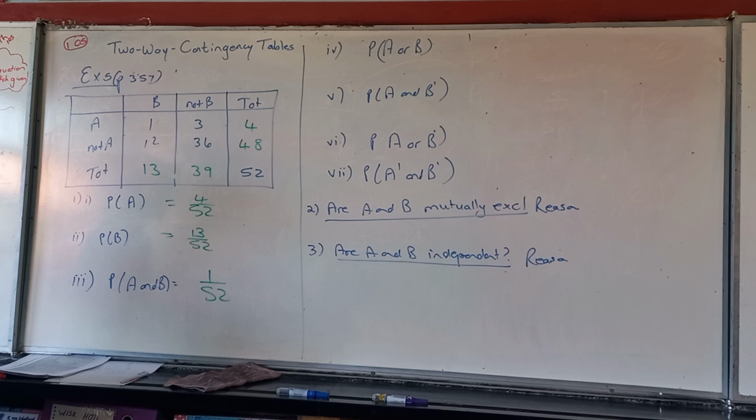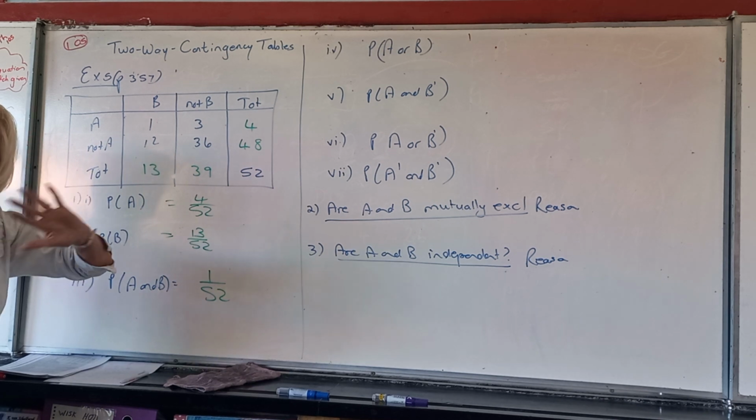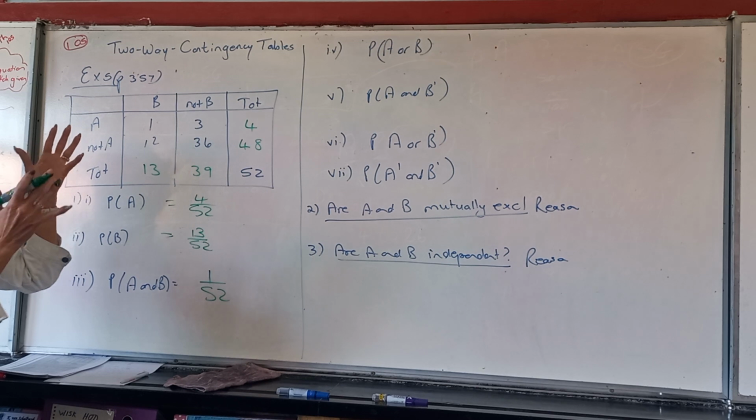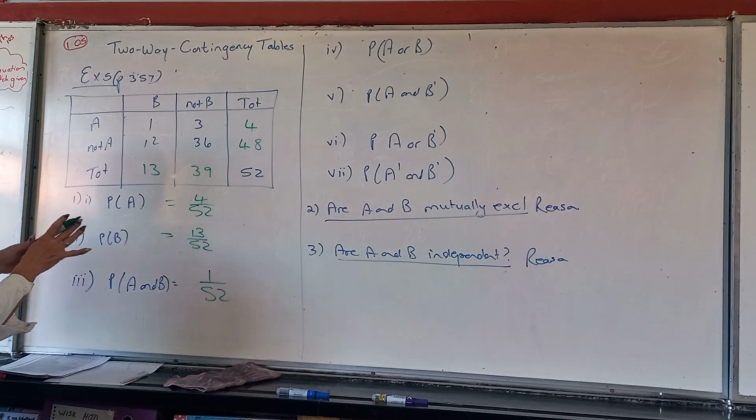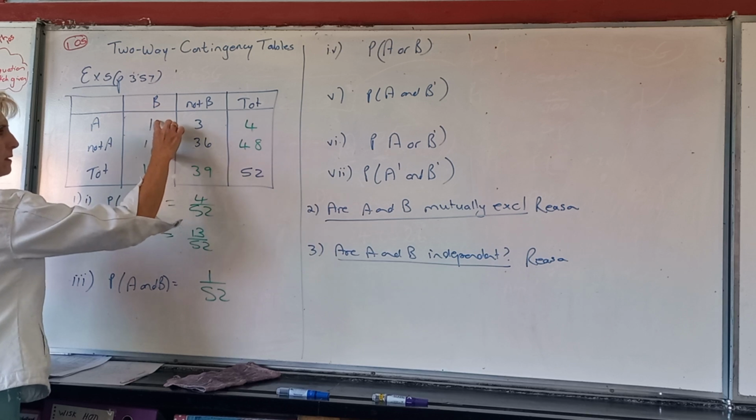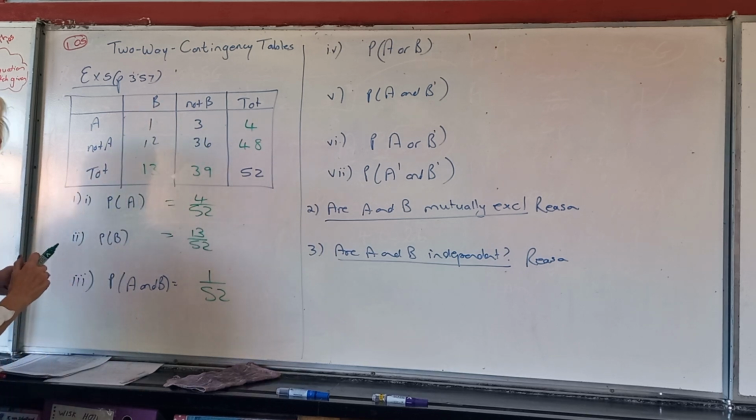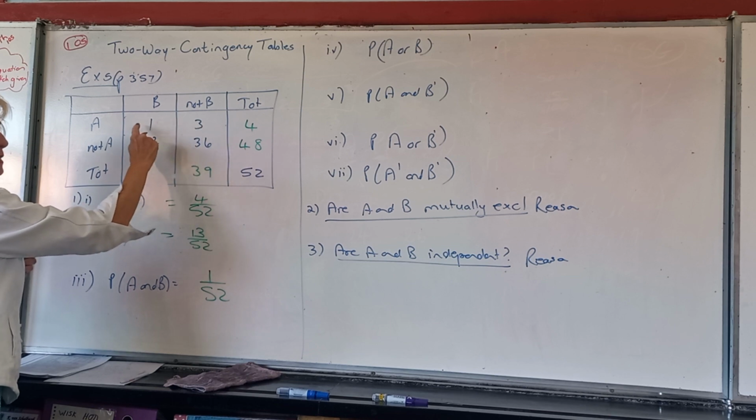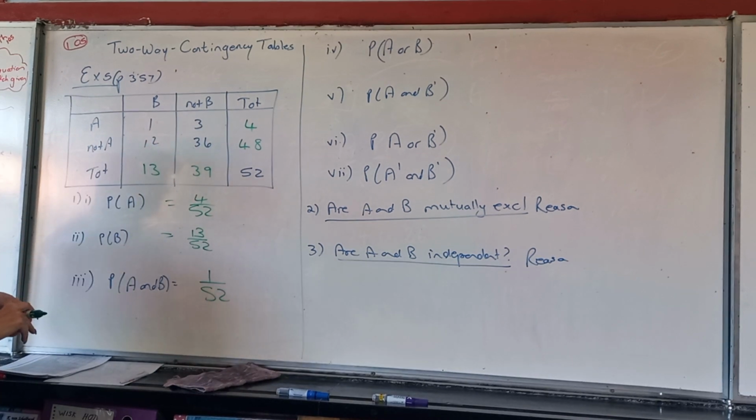Are you with me? So what would be A or B? Or is when you're in the Venn diagram and you add everything together, right? Yes. So how do I add all this together? A or B. So that's A or B. So what do you add? 1 and the 12 and the 3. Just don't add that twice. Just like in the Venn diagrams.